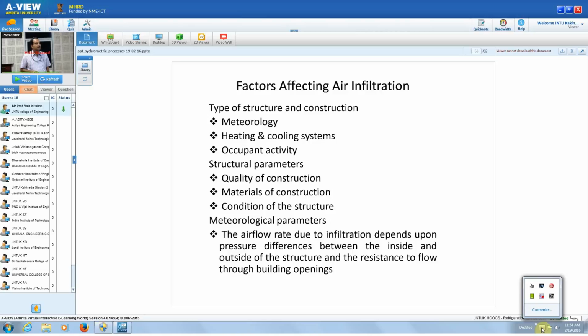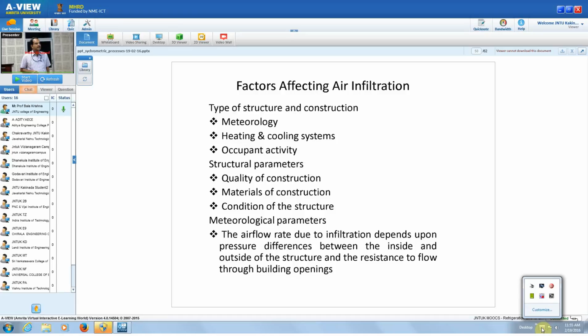Then the factors affecting the air: meteorological conditions, heating and cooling systems, occupant activity. Already I am discussing the occupancy load, what type of occupancy load it is, whether it is a classroom, a physical exercise or gymnastic room, or maybe a sleeping room. The occupant, what is going on, or maybe you are simply doing your work. The structural parameters also, in the quality of construction, that means maybe the walls, maybe constructed with bricks, or nowadays fly ash bricks. And what is the thermal conductivity of the material? Maybe sometimes you can construct with wood also. So what is the thermal conductivity of that wood? Also we have to consider.